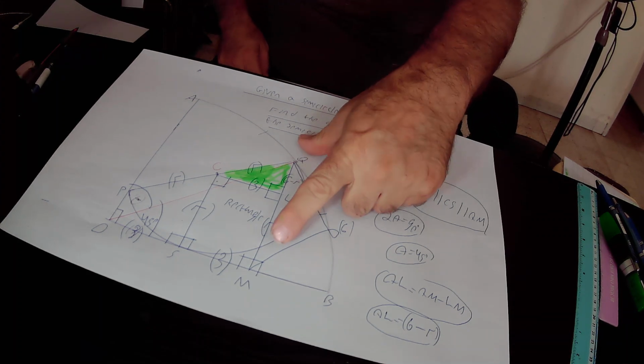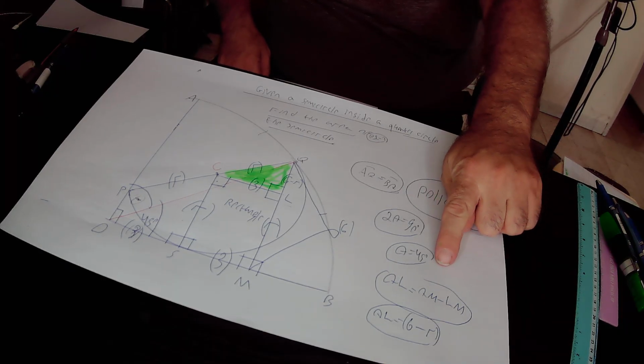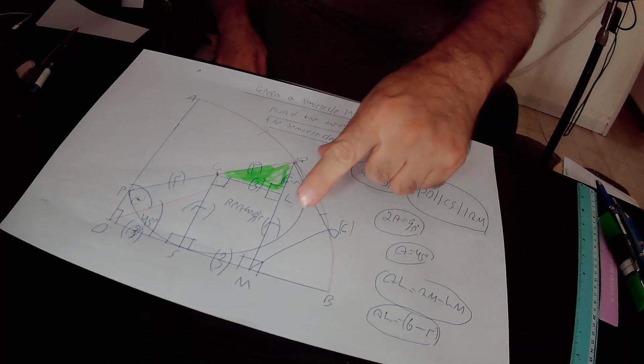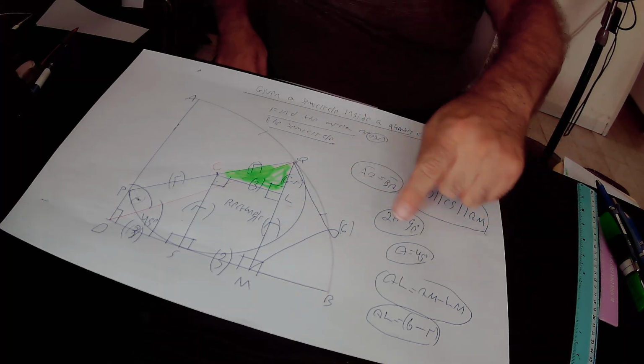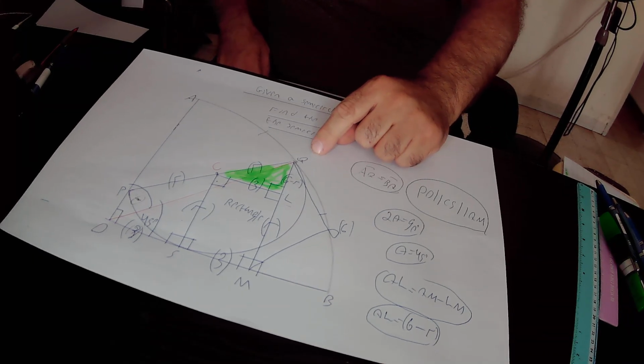QL equals QM minus LM. So QL equals QM, that is 6, minus LM, that is R. So QL equals 6 minus R in its length. In the next step, we will work with this right triangle QCL.